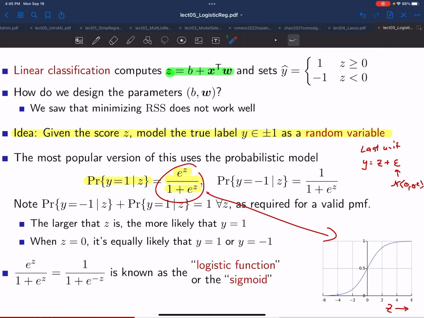Sometimes this is written in a slightly different way to get rid of the two exponentials. You multiply the top and the bottom by e to the power minus z, and then you rewrite it like this. So what's happening is you have a minus e down here. Sometimes people write it like this, sometimes like this. But in any case, this is what's typically called the sigmoid, or sometimes the logistic function. So this is the probability that y equals 1 given z.